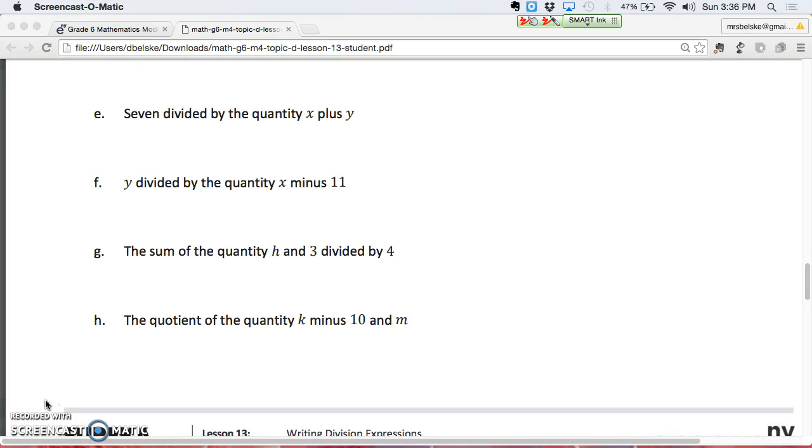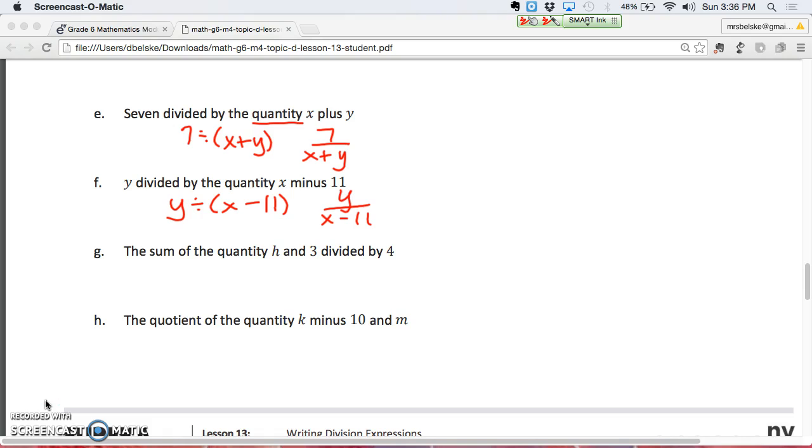Okay, part E says 7 divided by the quantity of x plus y. So it's 7 divided by, and there's that word quantity that usually signifies parentheses, x plus y. And then to write it up and down, 7 over x plus y. Okay, letter F, y divided by the quantity of x minus 11. Y divided by the quantity of x minus 11, and then y over x minus 11.